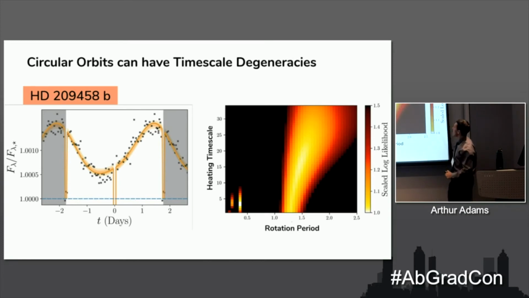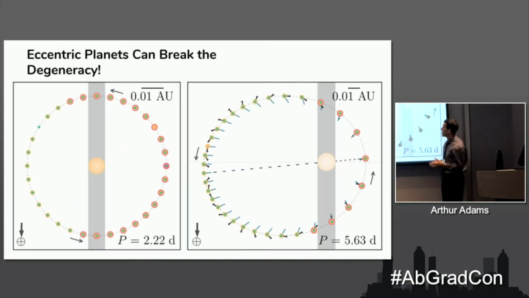And so this is just a heat map of the likelihoods, and you can see that there's a large degeneracy between how much you wiggle that rotation period and what your heating timescale is. Those can play off each other, and that's partially due to the symmetry of the orbit. You're always getting the same insolation, or stellar heating. But eccentric planets could break the degeneracy.